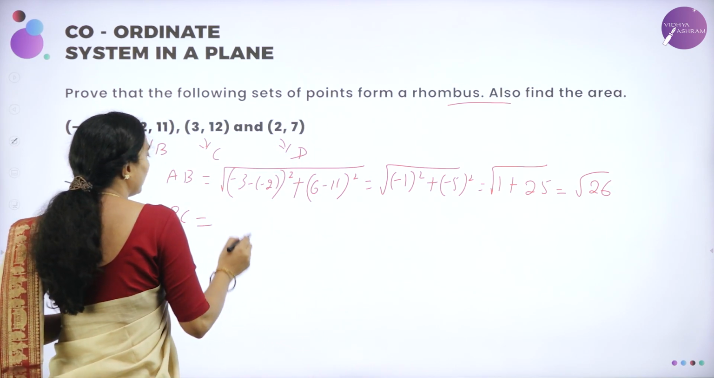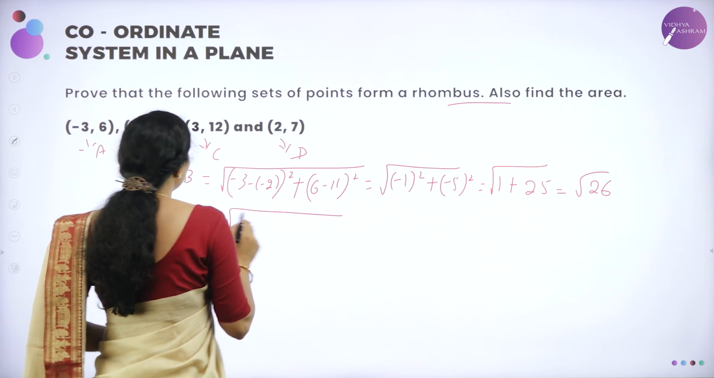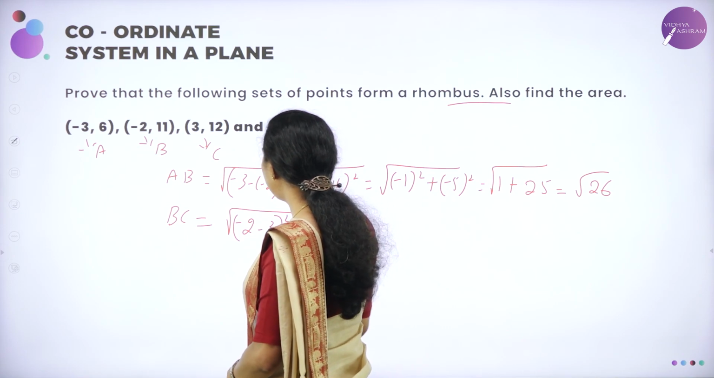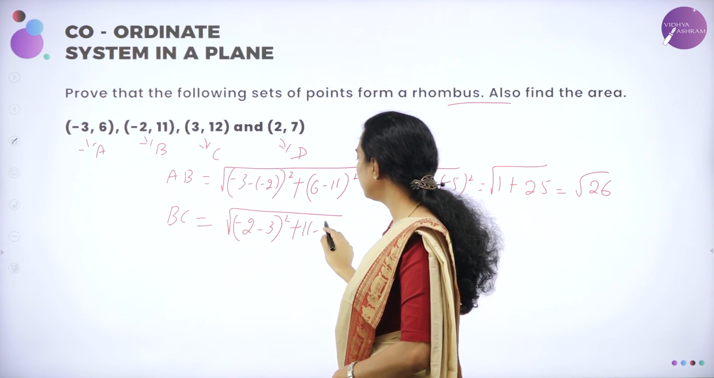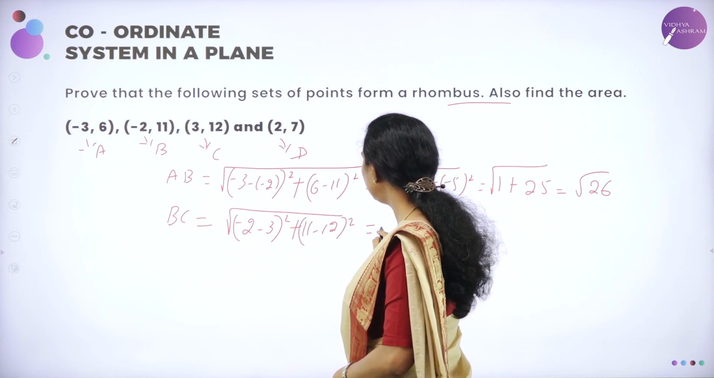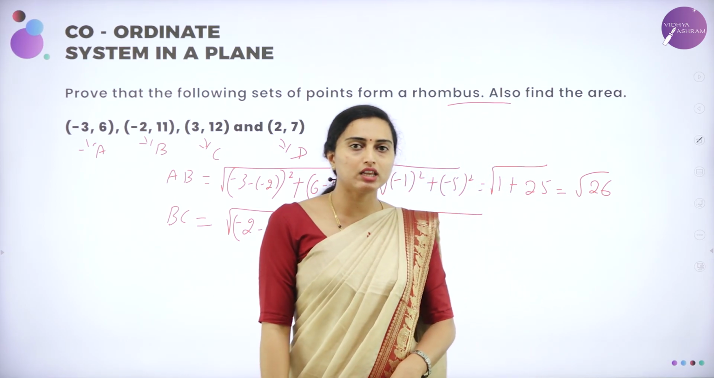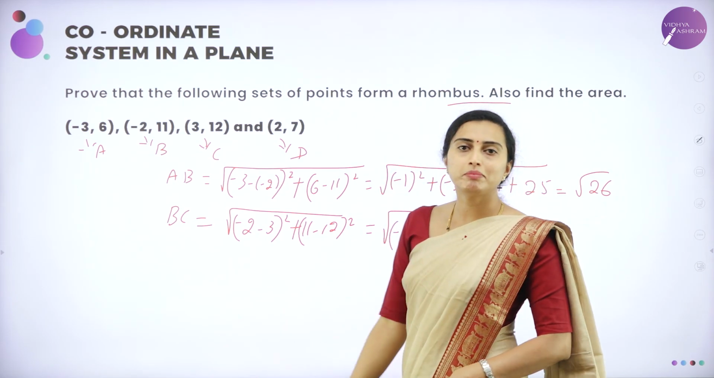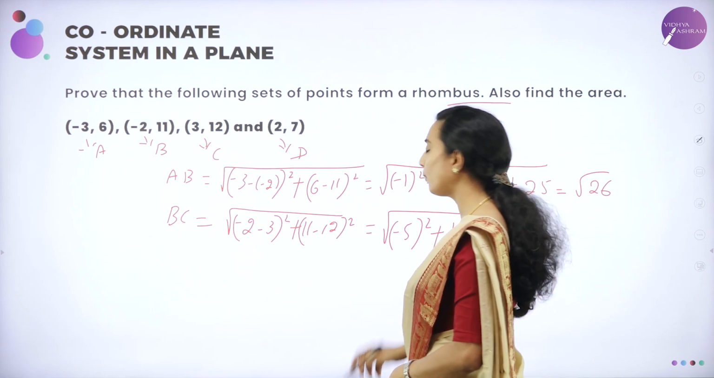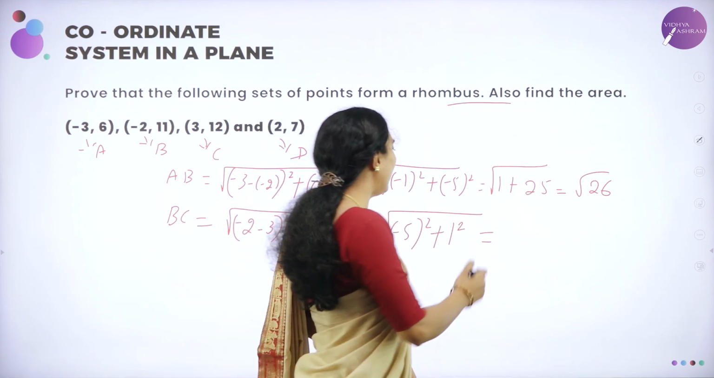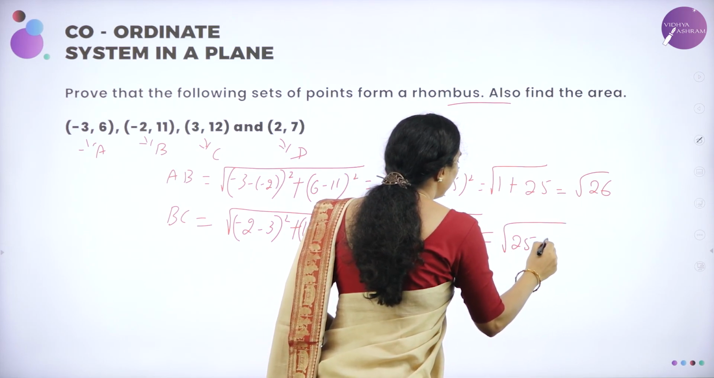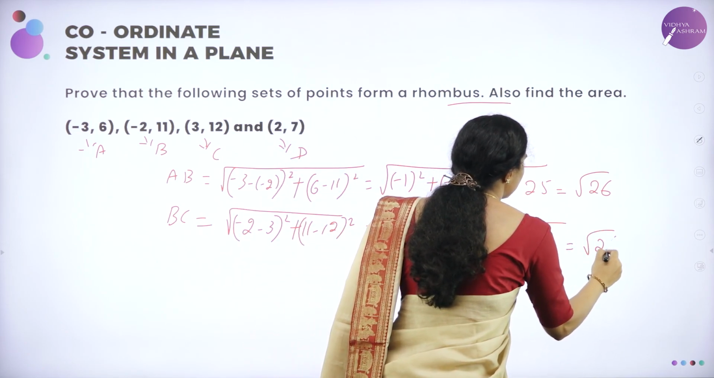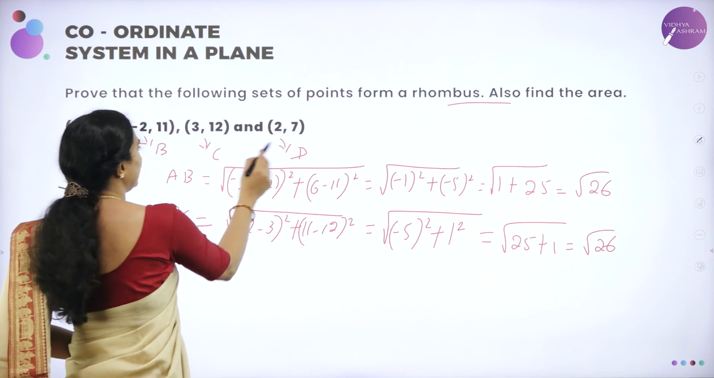Finding the length BC. BC will be equal to the square root of (minus 2 minus 3) whole square plus (11 minus 12) whole square, which is the square root of (minus 5) whole square plus (minus 1) squared. What is minus 5 whole square? 25. So the square root of 25 plus 1, which is root 26. Yes. Next we'll be moving on to CD.